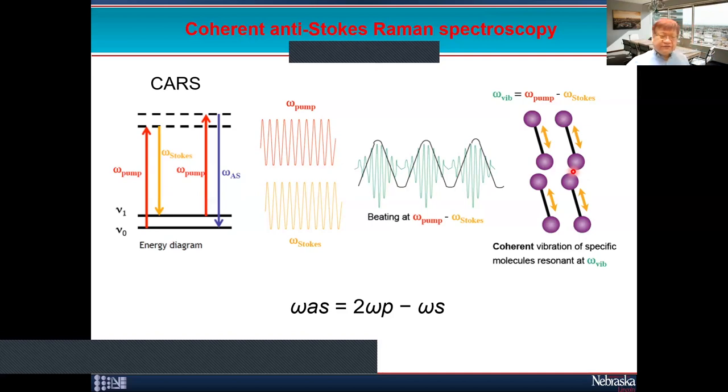Then in this four-wave mixing, we have another pump wavelength, and the pump wavelength will pick up vibration information from the excited molecules and then provide anti-Stokes information. So basically it's vibrational spectroscopy, same as Raman.